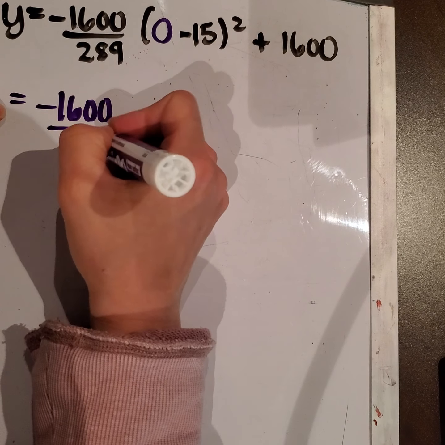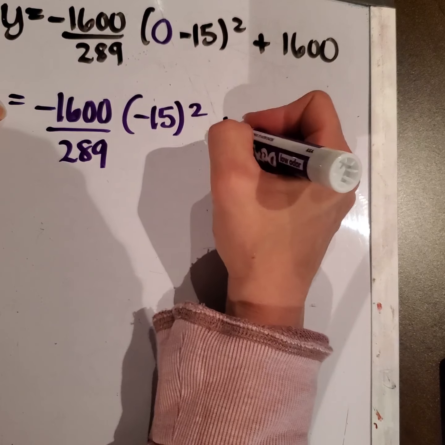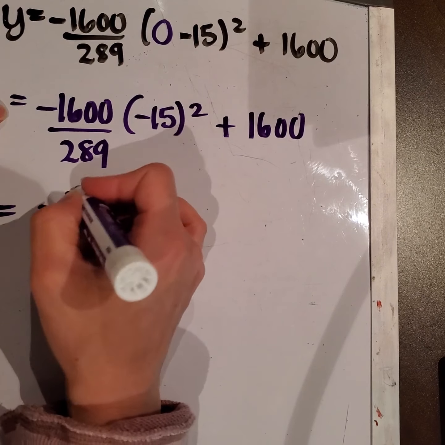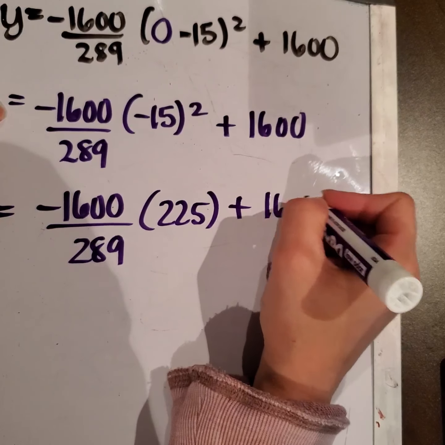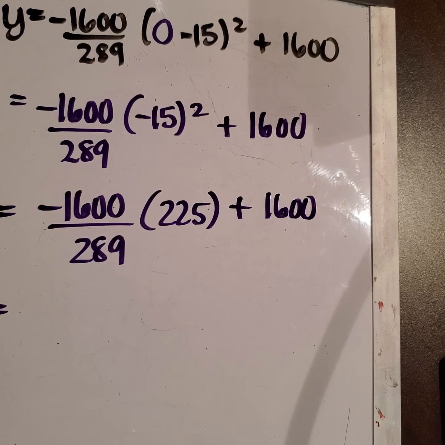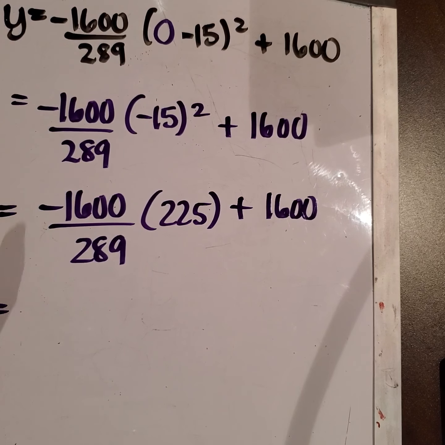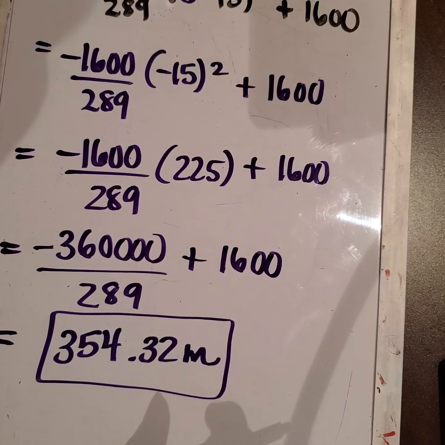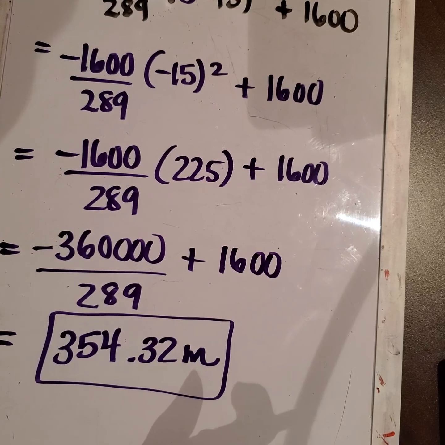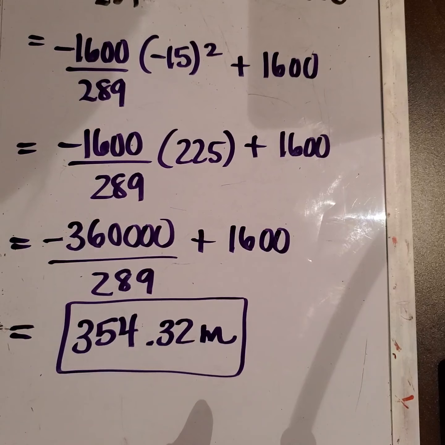BEDMAS tells me I have to do what's in those brackets first, which would be negative 15. Now I have to square it. 225 plus 1,600. Now I have to multiply those together, and you bet I'll be using the fraction button on my calculator. Okay, hold on. Negative 1,600 over 289 times 225. Huh, well, that's interesting. For some reason, I can't enter this as a fraction, and it's getting late, and that's not the point of this video, so I'm just going to default to decimals.